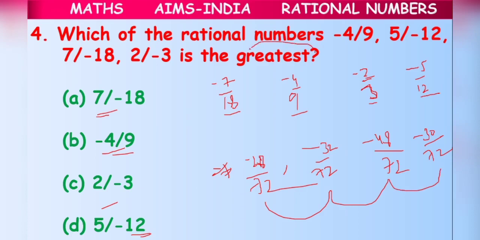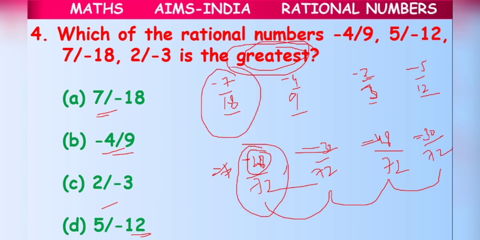Now they are asking what is the greatest. All the rational numbers are having a minus sign, so the least value will be the greatest. What is the least? Minus 28 is the least. So minus 28 by 72 means what is the original fraction? Minus 7 by 18. So minus 7 by 18 will be the greatest rational number.